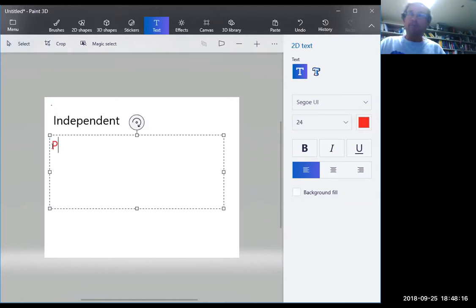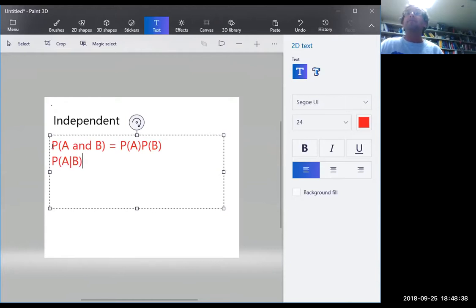So the first one is the probability of A and B, so both occurring, is equal to the probability of A times the probability of B. The second is the probability of A, and I'm going to put a little line segment. That means given the information that B happened. So the probability of A occurring given the information that B occurred is equal to the probability of A. In other words, having the information or not having the information doesn't change the probability.